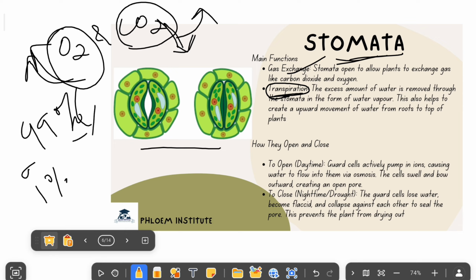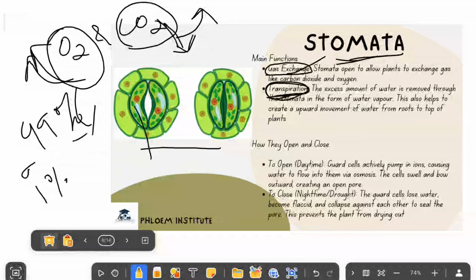So stomata have two main functions. First one is to exchange the gas. Next one is transpiration of water. Now, for these two functions, they need to open or close the stomata. We need to open the stomata for absorbing or releasing gases and for transpiration. But every time they open, there is a loss of water also. So we'll see how they are opening.